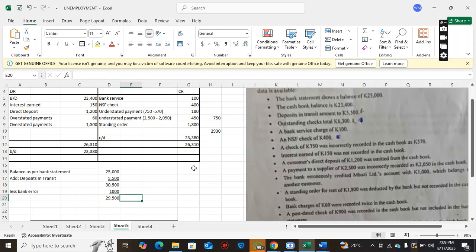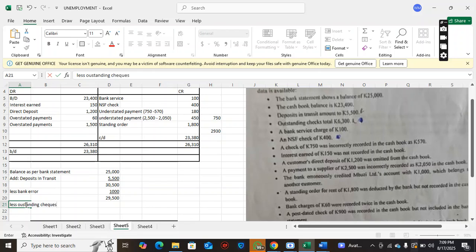Then we need to subtract the outstanding checks because these were payments. Deposit in transit is receipts, that's why we add it to our bank statement balance. These outstanding checks are payments, so that's why we're deducting. So less outstanding checks, 6,300.